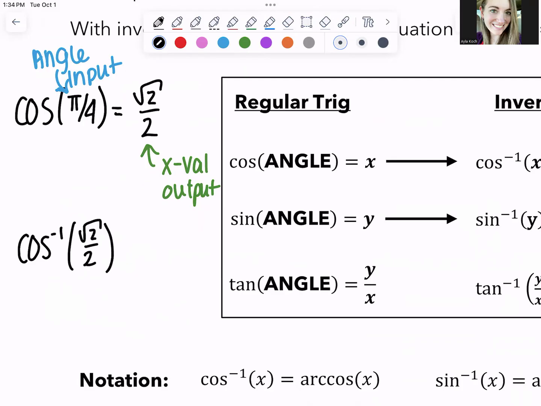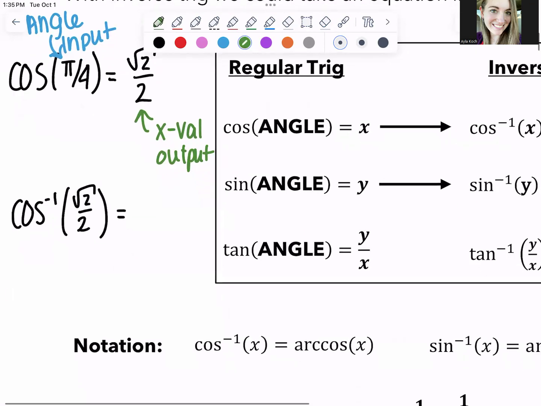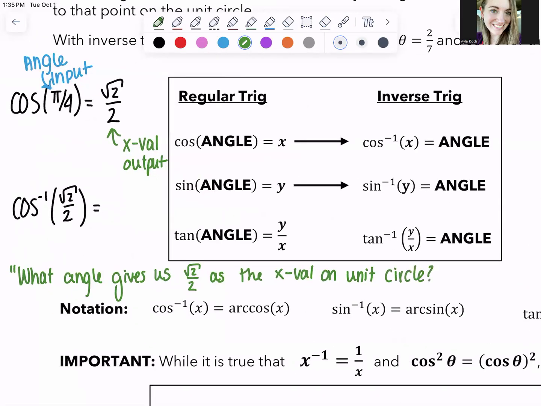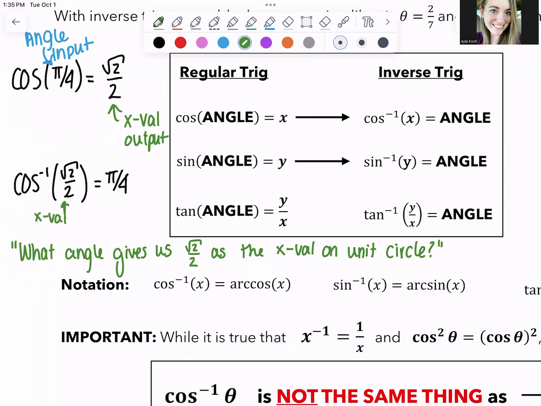What inverse trigonometry is going to allow us to do is we could say cosine inverse of square root 2 over 2 is equal to, and let me write down the question that's being asked here. What angle gives us square root 2 over 2 as the x value on the unit circle? That's the question that gets asked right here. Because it's cosine inverse, what angle gives us the x value, square root 2 over 2, on the unit circle? And pi over 4 certainly works. Again, this is a little bit different now because you have x value input and an angle output.